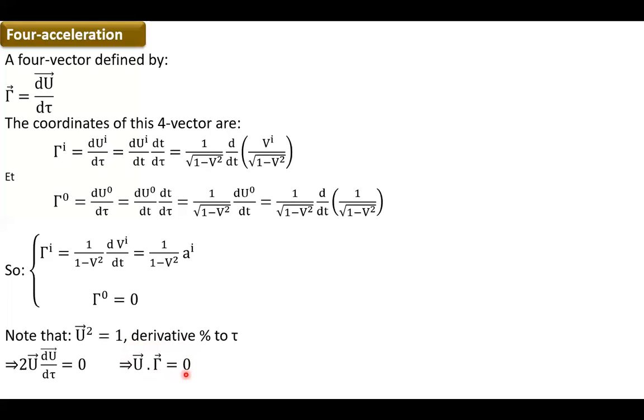It's an invariant, you can always use it. U times gamma is equal to 0. So it's as if the 4-velocity and the 4-acceleration are perpendicular in space-time. The 4-velocity is perpendicular to the 4-acceleration because the scalar product of these two vectors is equal to 0. So when your scalar product is 0, the two vectors are perpendicular in space-time. So you have to imagine how to draw it.